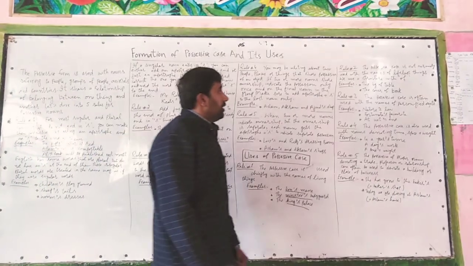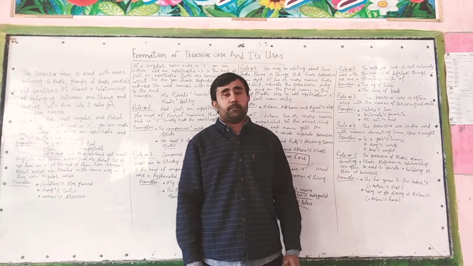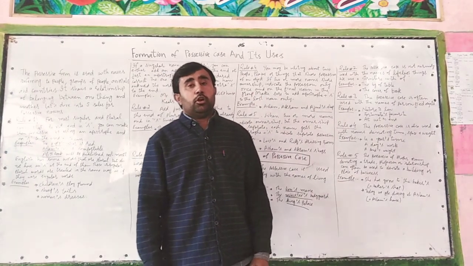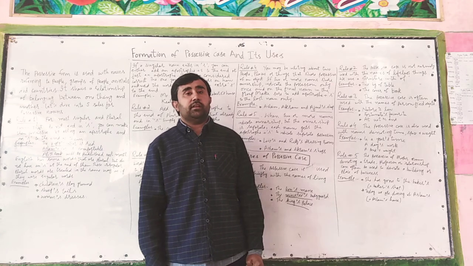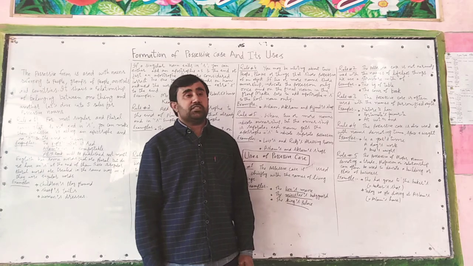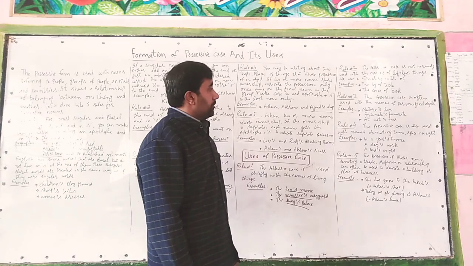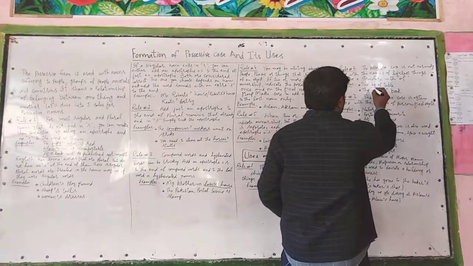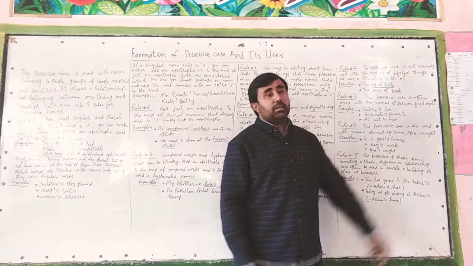Rule number 2: the possessive case is not normally used with the names of lifeless objects. If the things are non-living, if the things are lifeless, then we will not add apostrophe and S to these things. We can structure it with "of". We add "of" to show their possession. For example, the leg of the table. Table's leg is wrong. The leg of the table is broken.